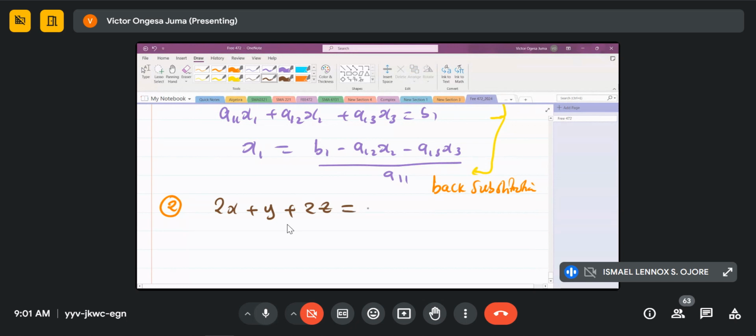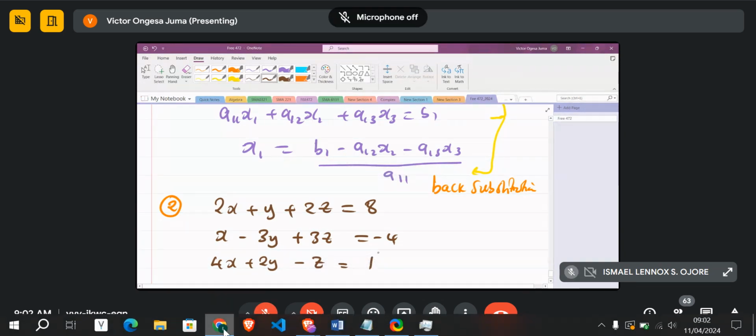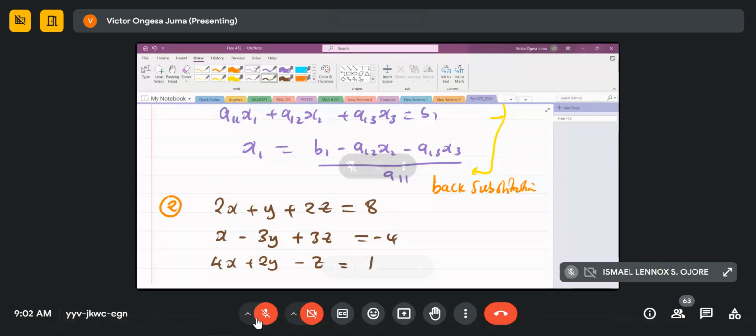Is equal to 8. Negative 4. Is equal to 1. Is it 1, 2, 2? Does 1, 2, 2 work? No, maybe it will not work. I wanted to guess the solution, but I guessed the wrong one.